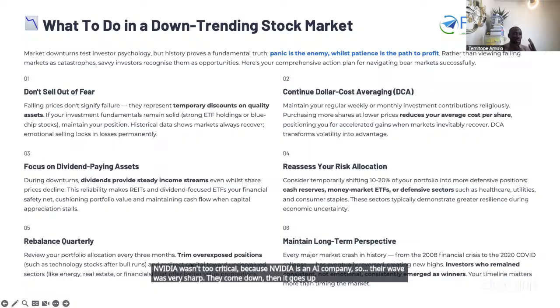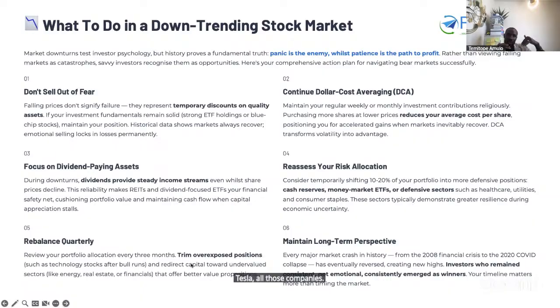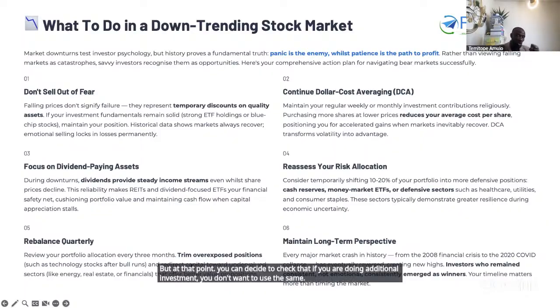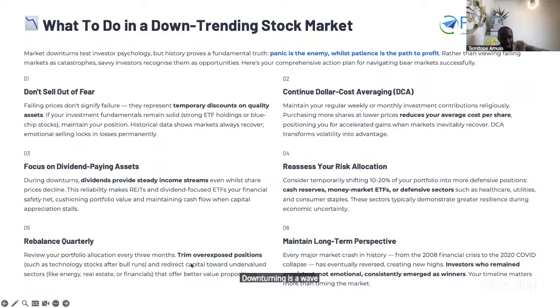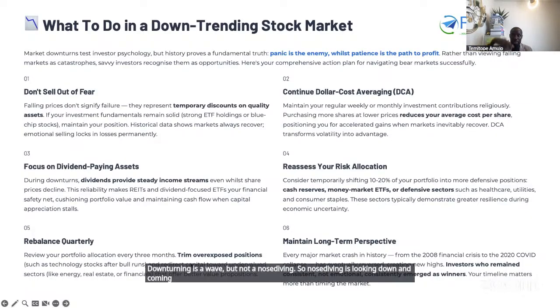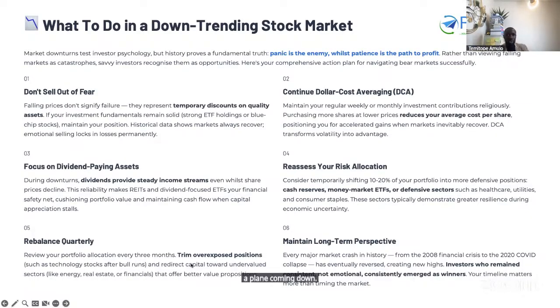But companies like Johnson & Johnson, Tesla, all those companies, their downturn wasn't a wave, it was a serious downturn. But at that point, you can decide to check that if you are making additional investment, you don't want to use the same ratio. Let the ratio go more to those companies whose downturn is a wave, but not a nose dive. Nose diving is looking down and coming beam, like a plane coming down, but a wave goes, it comes, it waves, it comes.